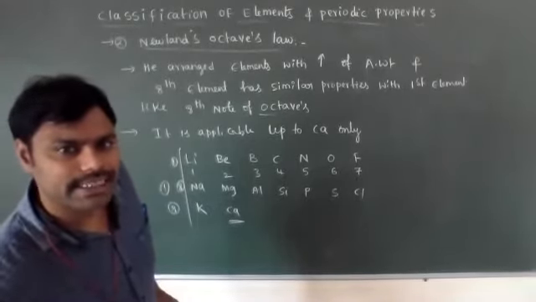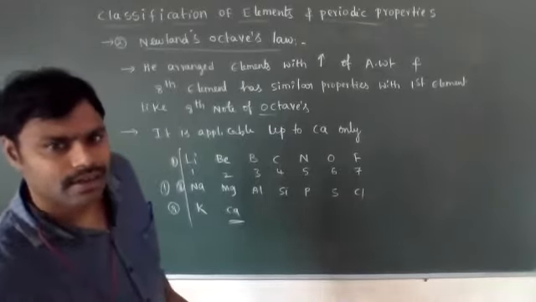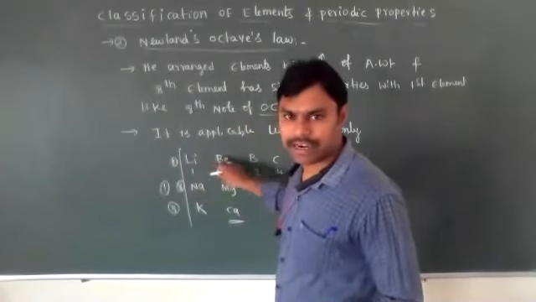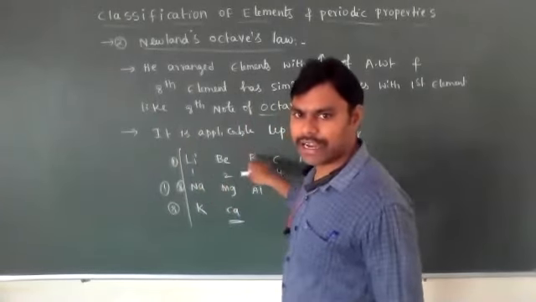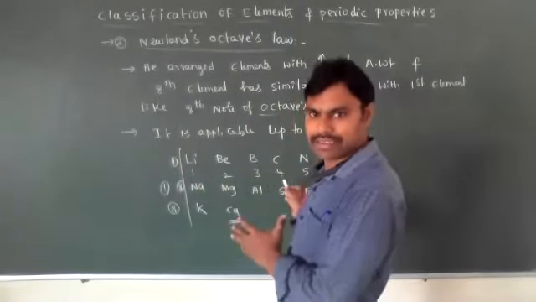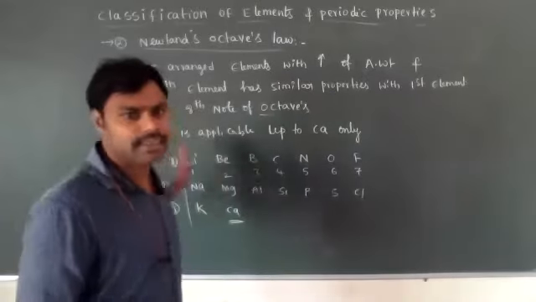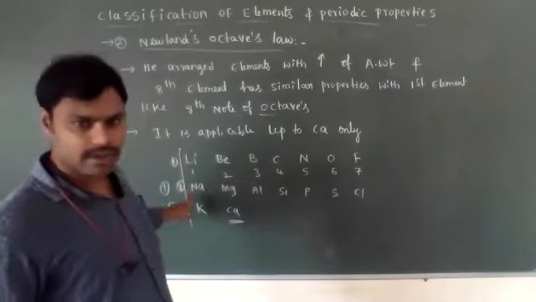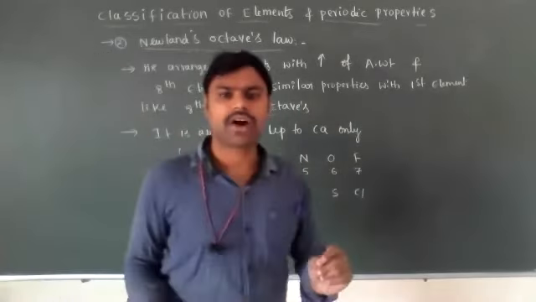A second and ninth, how is it? Automatically the first and eighth come, which means automatically second and ninth, third and tenth will come. But how is it arranged up to 7 elements? Again the 8th element is kept down to the first element. That is called the octave, the 8th note.